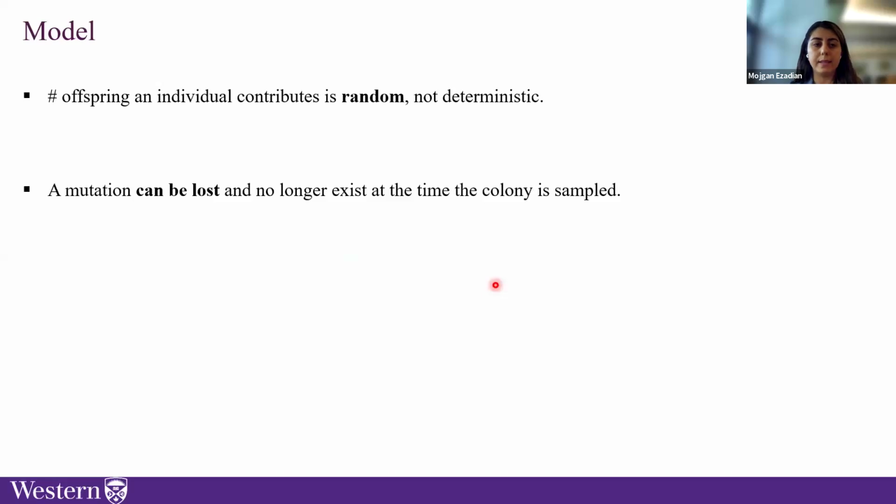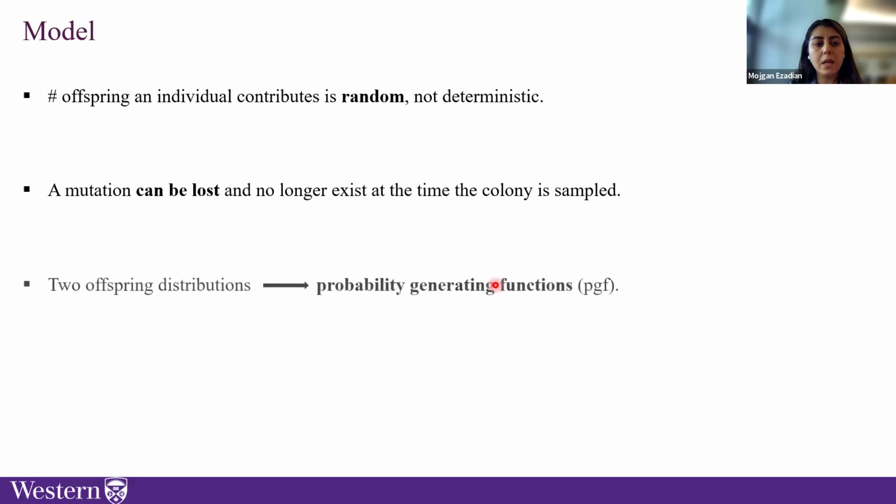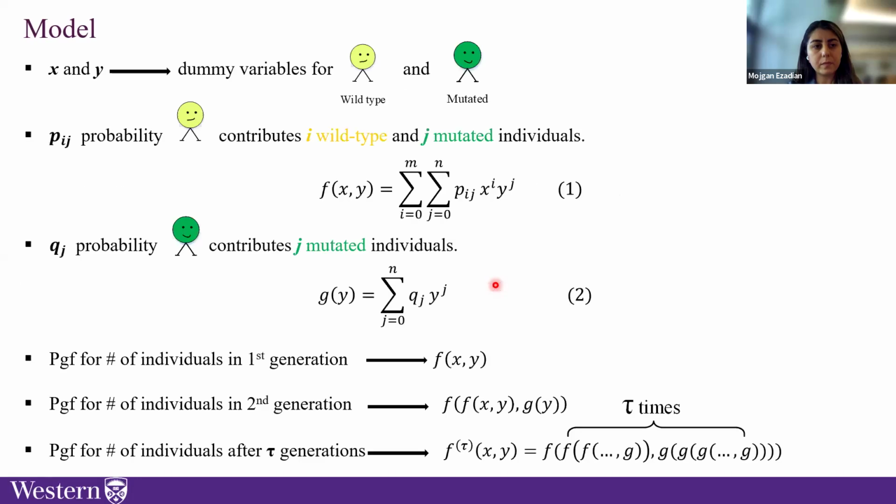However, in reality, the number of offspring an individual contributes is random, not deterministic. A mutation can be lost and no longer exist at the time the colony is sampled. In order to take this into account, two offspring distributions are modeled using probability generating functions. And when there are multiple generations, we use the branching process.